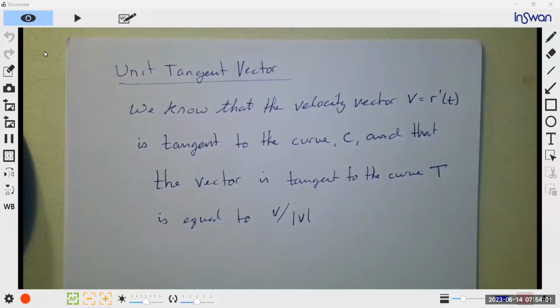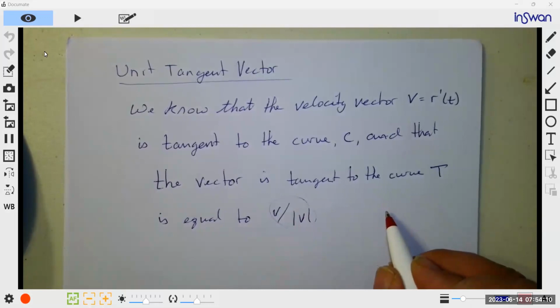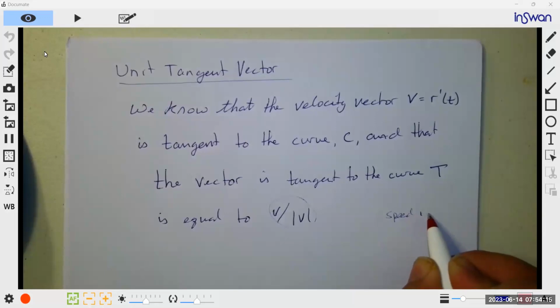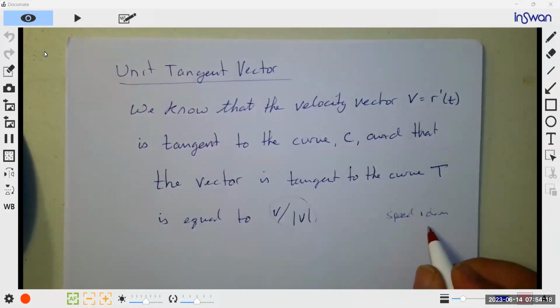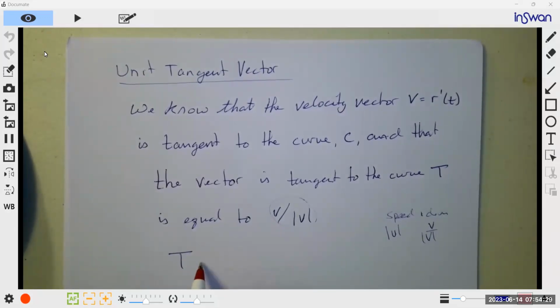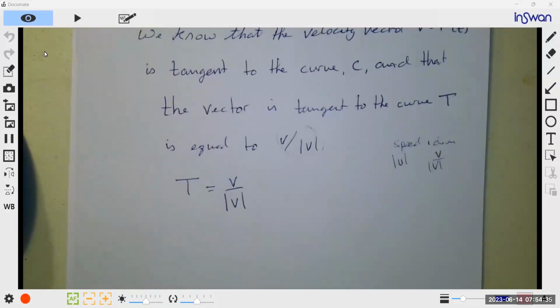which we've seen before. Again, we've done this, we did directions, looking at moving objects. We had the speed times direction. The speed was the magnitude, and the direction. So we know that the tangent, the unit tangent vector is that.